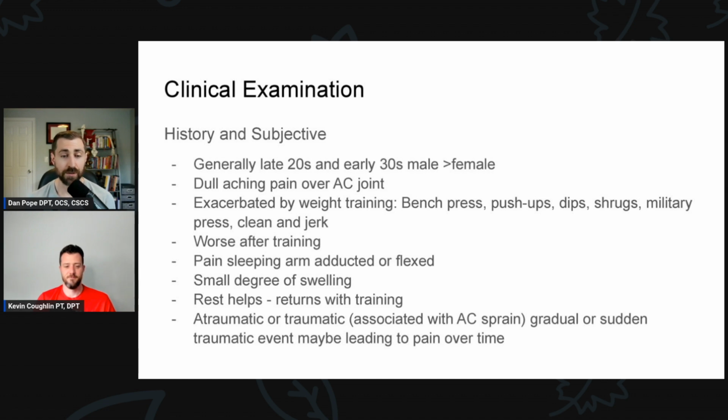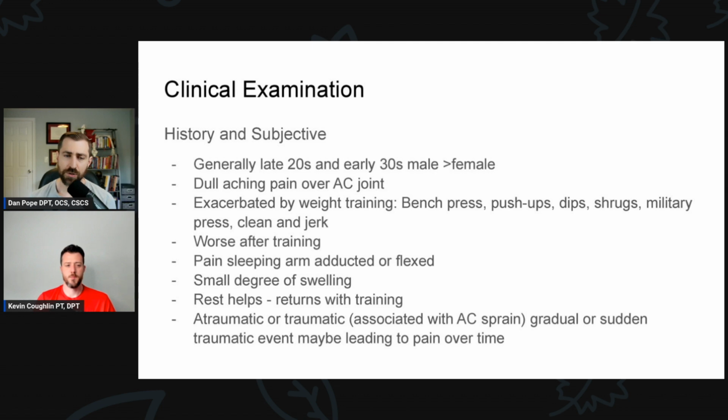So that makes sense. These folks will usually have a dull aching pain right over that AC joint, and it's generally exacerbated by weight training. So like we said, bench press, but also push-ups, dips, also potentially shrugs. Think about the upper trapezius, it crosses over that AC joint and might create a little irritation there. Military press, as well as clean and jerk.